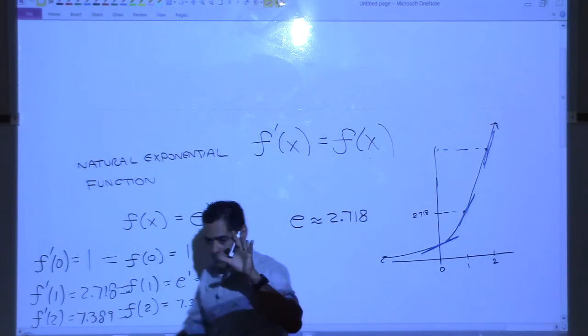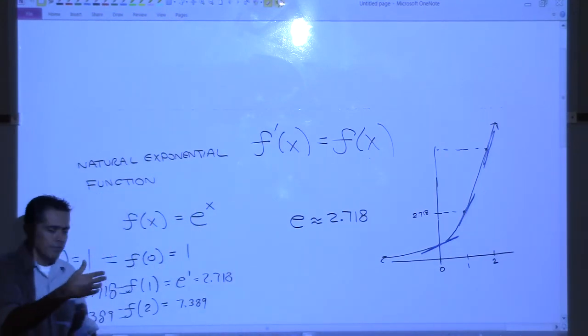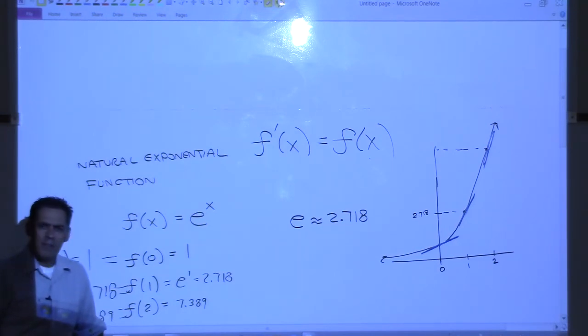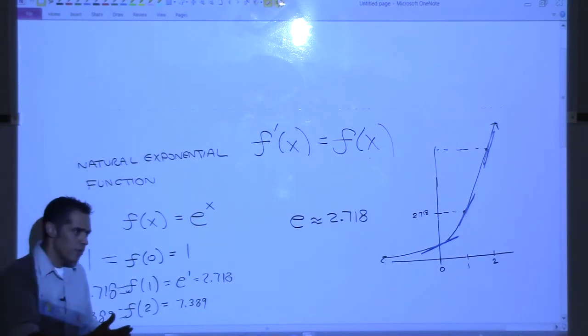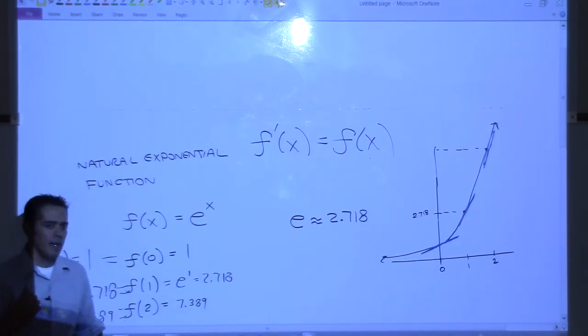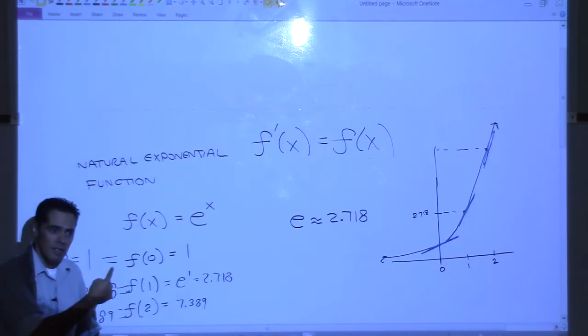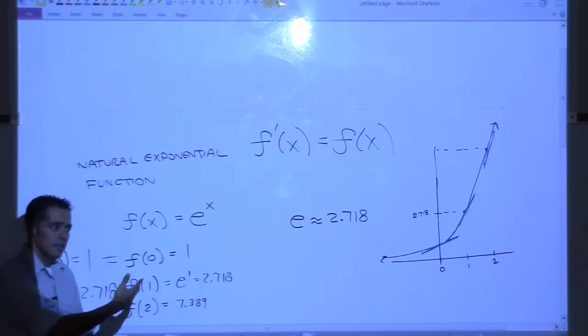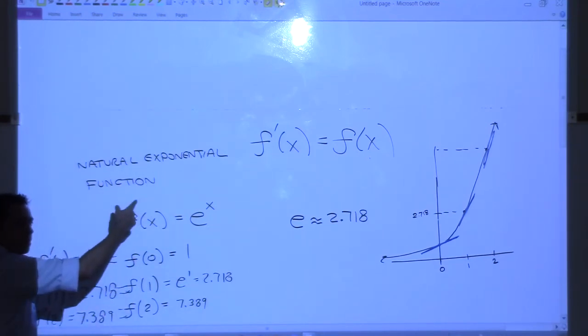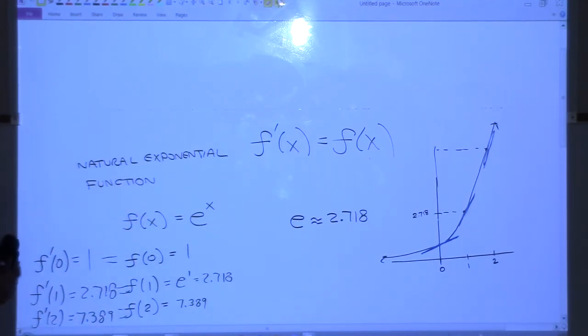And so, historically, human beings were thinking, I wonder if there's a function out there that is its own derivative. I wonder if it exists. We were looking for it. We went searching for it, and we found it. And this is it. This is the only one. It's unique. So that's why we call it the natural exponential function, because it is the one that naturally occurs. It's the only function that is its own derivative.